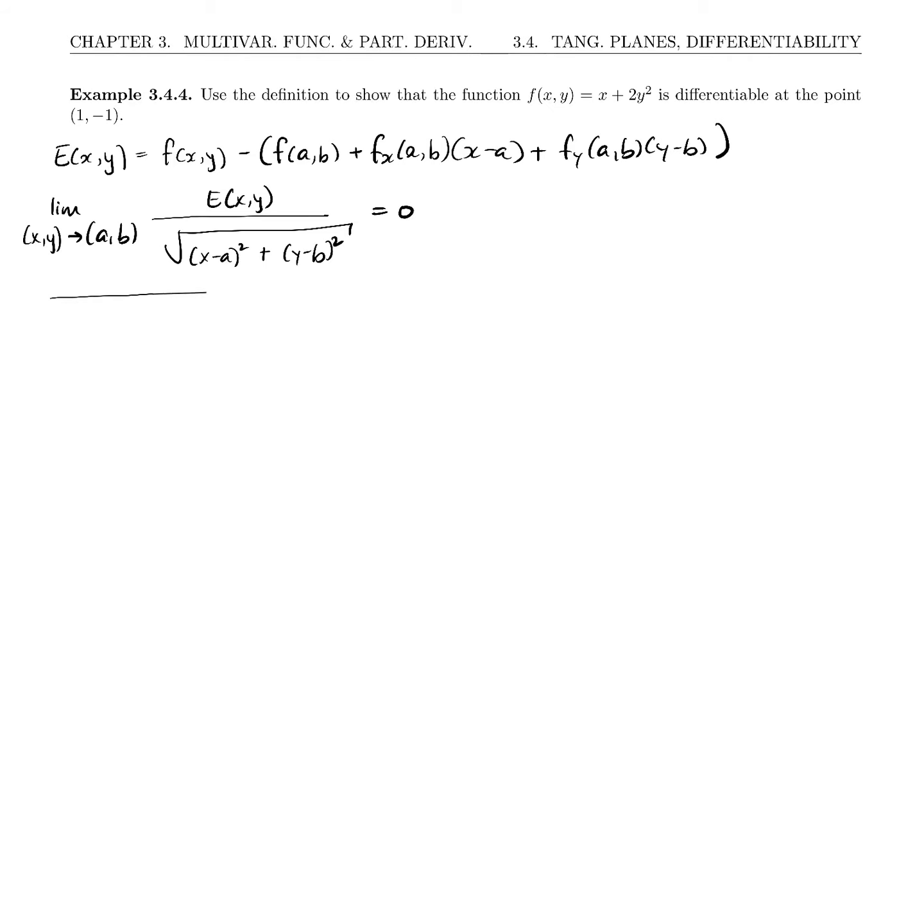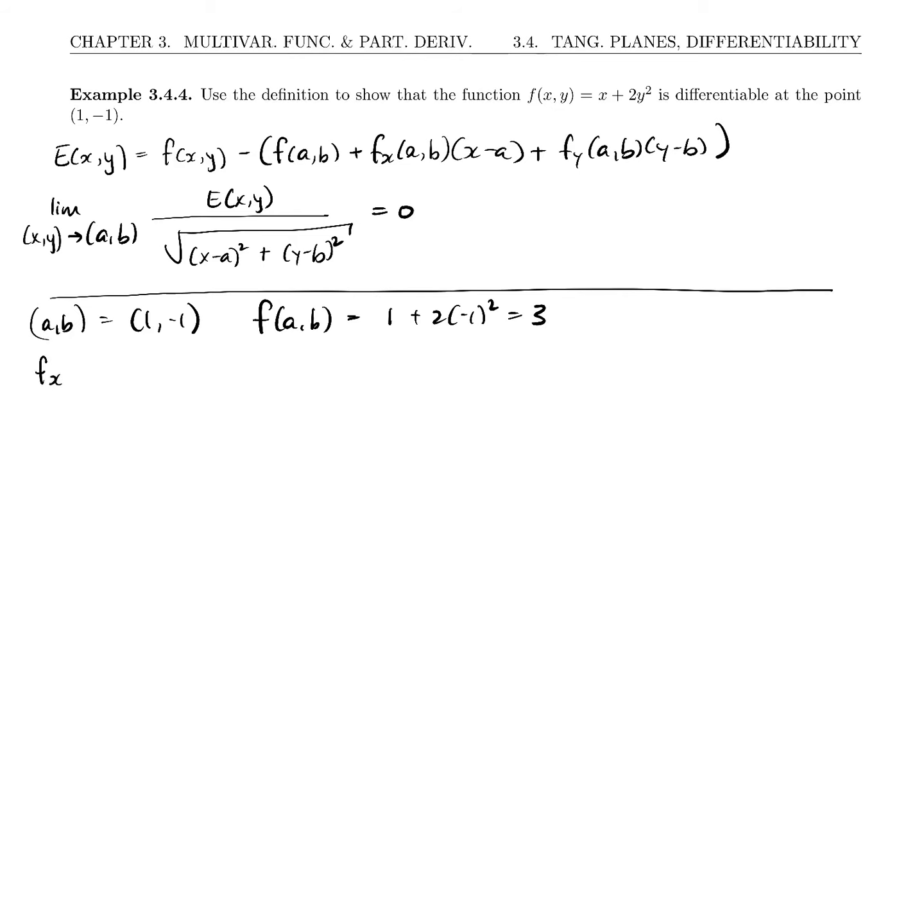So the first thing we're going to do is create our error function e of x y. So let's take the pieces. First of all, our a b is the point 1, minus 1. So f of a b is 1 plus 2 times minus 1 squared, or 3.